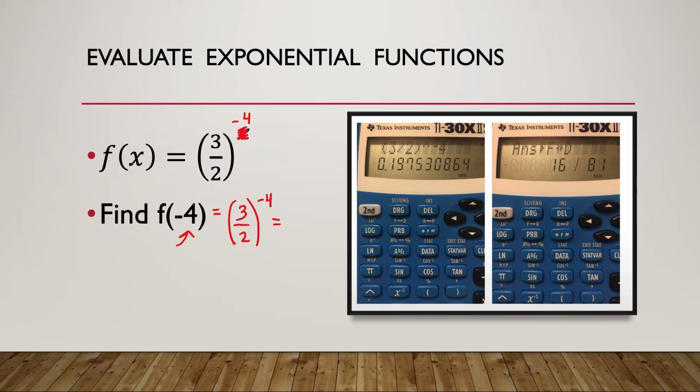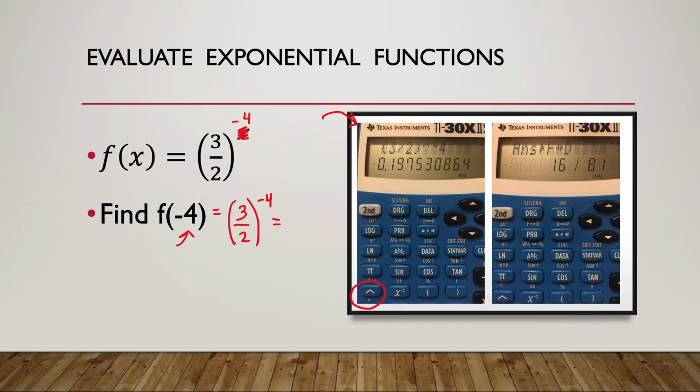So notice on the first picture here, I have it entered in. Be sure that you put the 3/2 in a set of parentheses, and then you're going to use the caret key, wherever that may be on your particular calculator, to raise it to the -4th power. And you can check your decimal and make sure that you have entered that part correctly. Once you get that correct decimal, you then need to convert it back to a fraction.